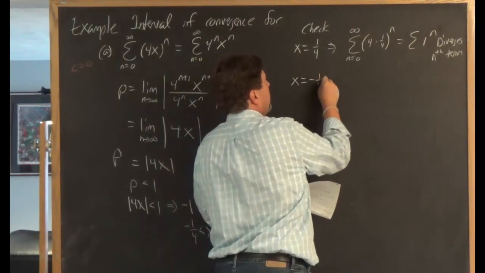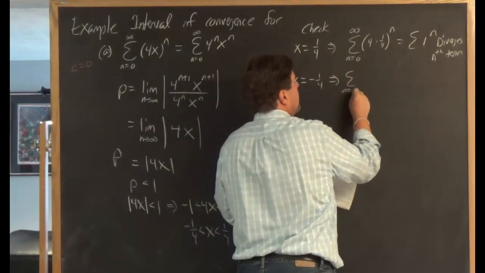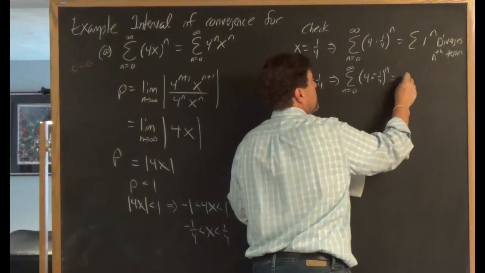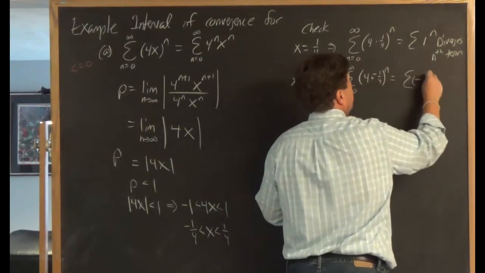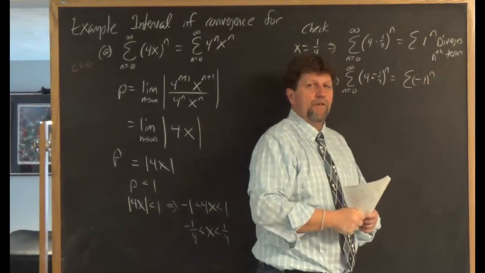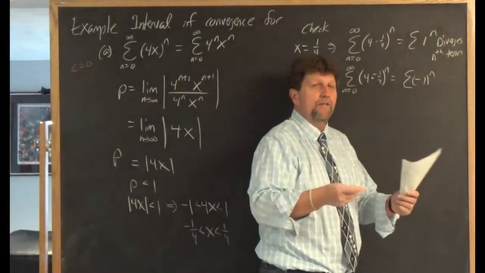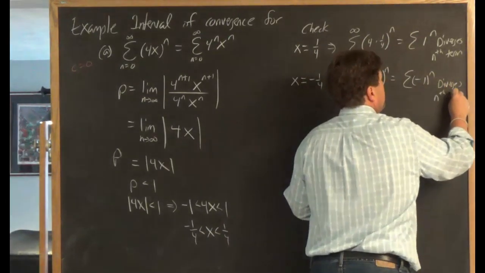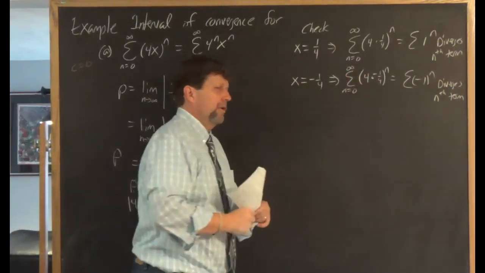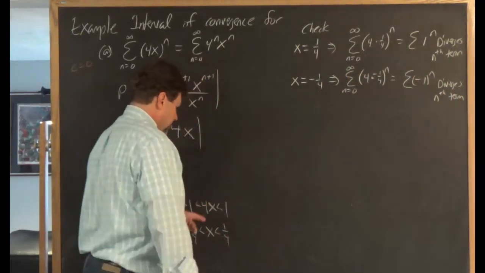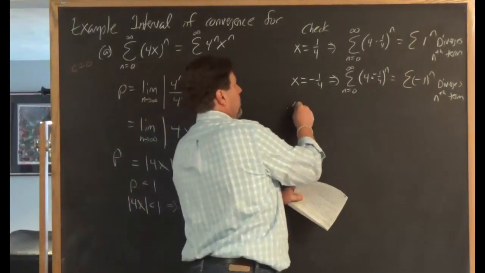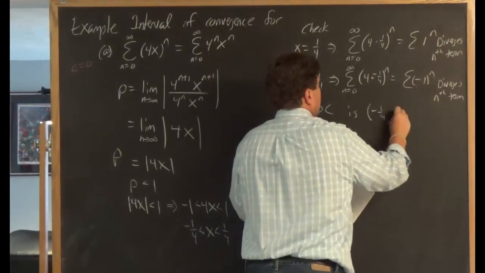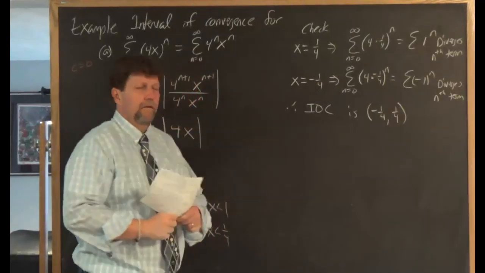Now we check -1/4. Well, that gives us the series 4 times -1/4 to the n, which is the same as -1 to the n. Does that diverge or converge? It diverges because of the nth term test. These were two very quick, friendly endpoints for this one. So we know not to include either endpoint. Therefore, our interval of convergence is -1/4, 1/4.